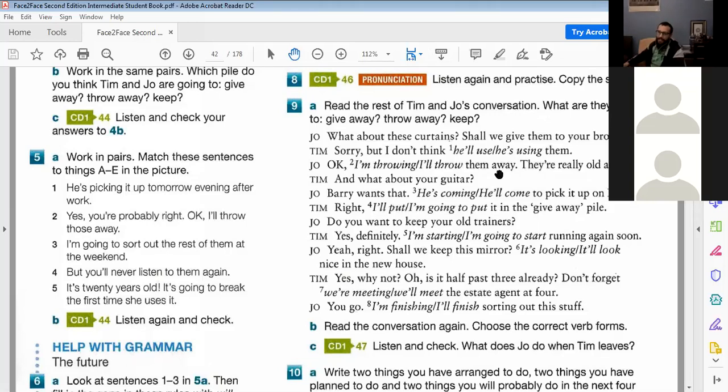Okay, so let's start with number one. What did you answer for number one? We have two options: he's using, he'll use. Do you agree, Malak? He will use, yes. What about number two? I'll throw them away. Yes. Number three, he's coming, he'll come. He's coming. Number four, I'm going to put, I'll put. So we have two different answers. Okay, so let's use blue and let's use red for the other one.